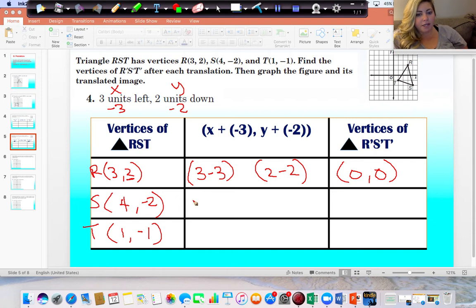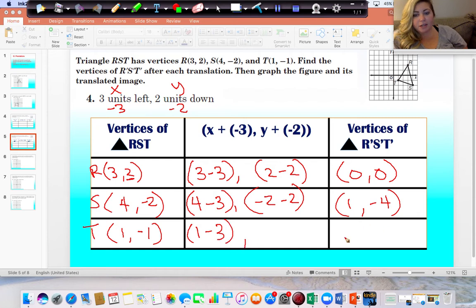So for our 4, we need to say 4 minus 3. And 4 minus 3 gives us 1. And then -2 minus 2 gives us a -4. Put our commas in the middle here. All right, and then we have 1 minus 3. And our 1 minus 3 gives us a -2. And negative 1 minus 2 gives us a negative 3. Okay, so these are our new R', S', T'.